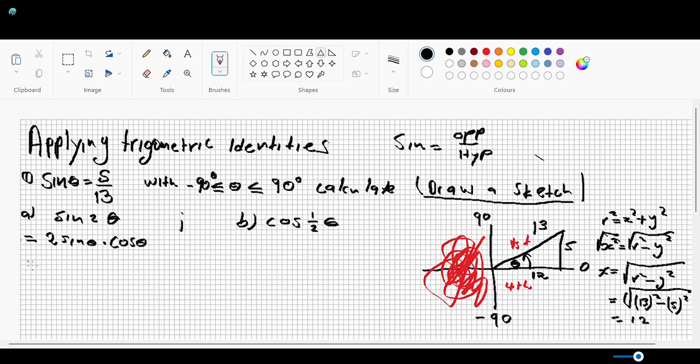Now what you have to do here, you just have to substitute. So we have 2, and then what is sine theta? Well, sine theta already is given to us, it's going to be 5 over 13. Alright, multiply. So what is cos theta in this case? Cos theta, our adjacent, we did calculate it, which is 12 over 13. Alright, so what do we get here?